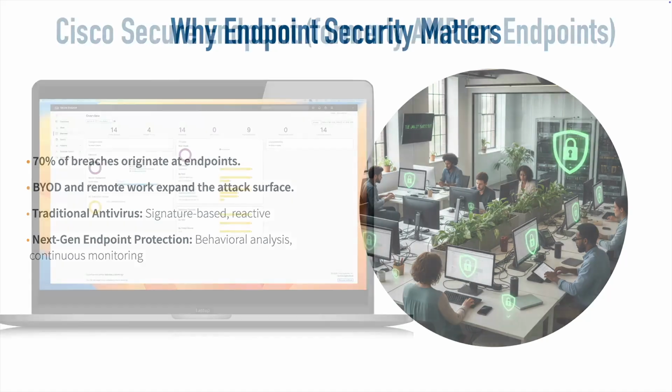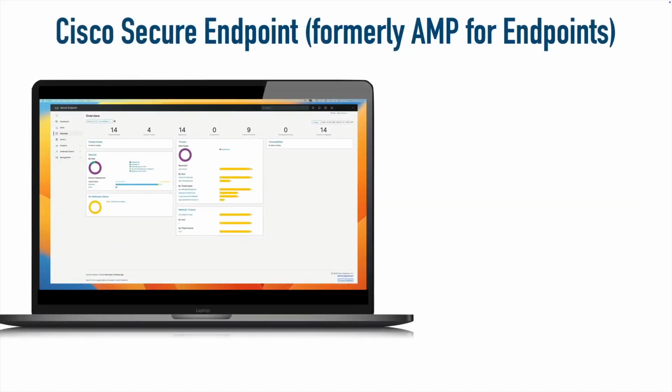And Cisco's flagship endpoint security solution is Cisco Secure Endpoint. And you might see that referred to by its former name on the exam and in older documentation. It was called AMP for Endpoints, where AMP stood for Advanced Malware Protection. Same product, just a new name. And Secure Endpoint gives us three core capabilities: prevention, detection, and response.